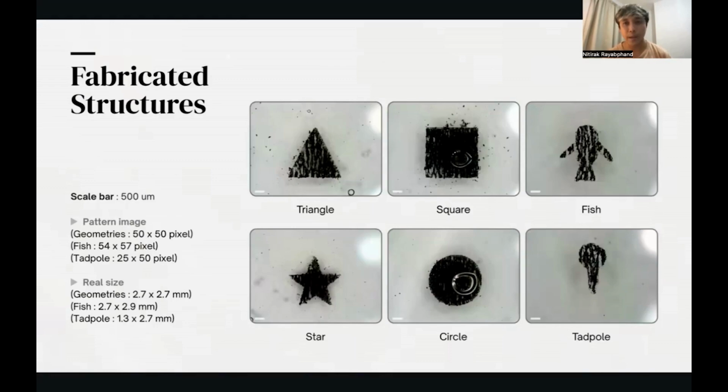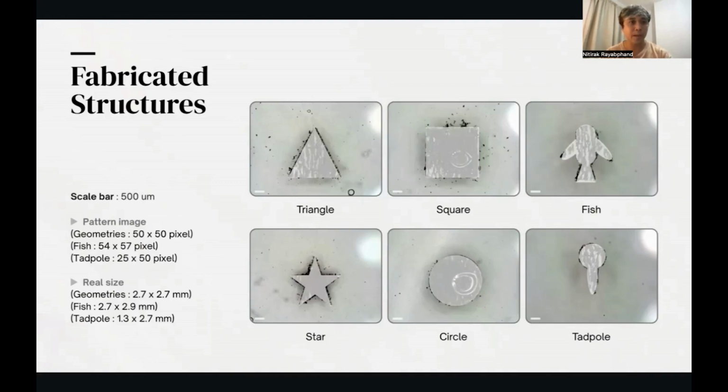And now let's take a closer look at the fabricated structures under the microscope observation. The scale bar we use for this observation is 500 micron. All the structures were fabricated using approximately 50 by 50 pixels image. The real size of the structures is approximately 2.5 to 3 millimeters. Overall, all of the structures have no severe damage and distortion, and the IOPs were clearly observed and the alignment is preserved within the structures.